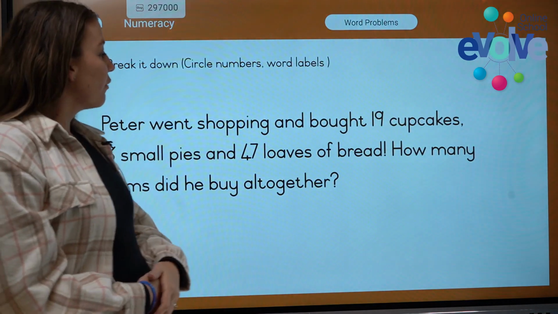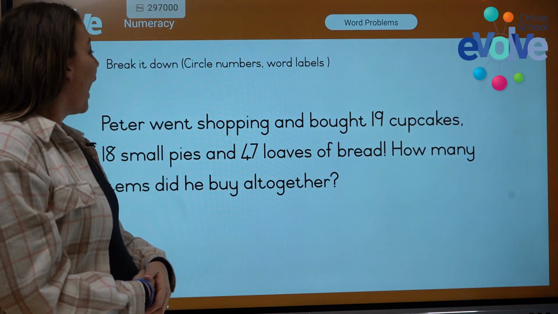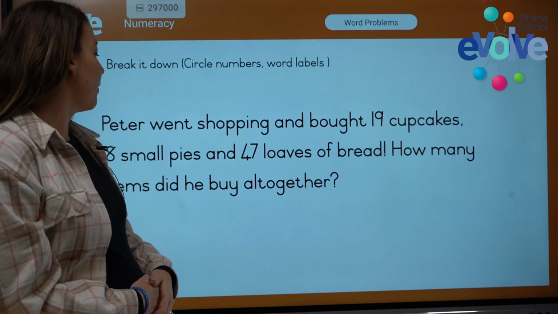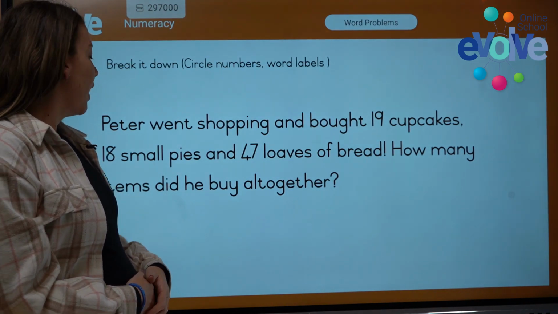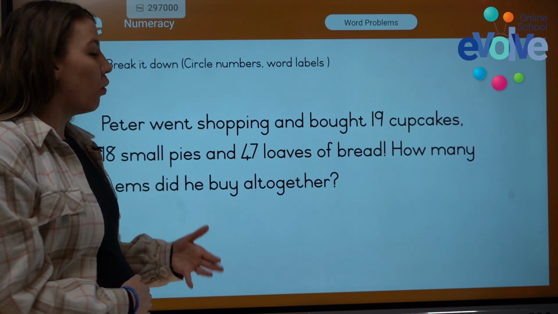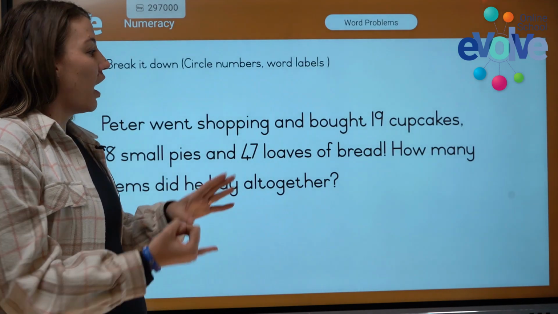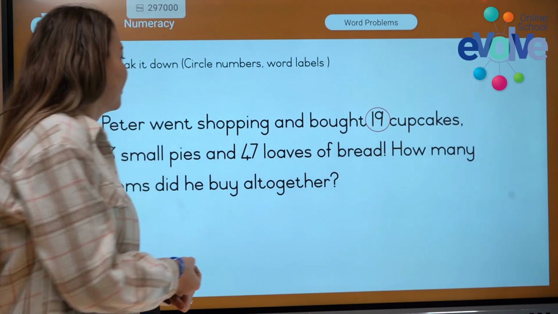Alright, so we're going to start with our first letter, which is break it down, or B. And our word problem up on the screen says, Peter went shopping and bought 19 cupcakes, 18 small pies, and 47 loaves of bread. How many items did he buy altogether? Our break it down method requires us to identify our important numbers as well as our important words.